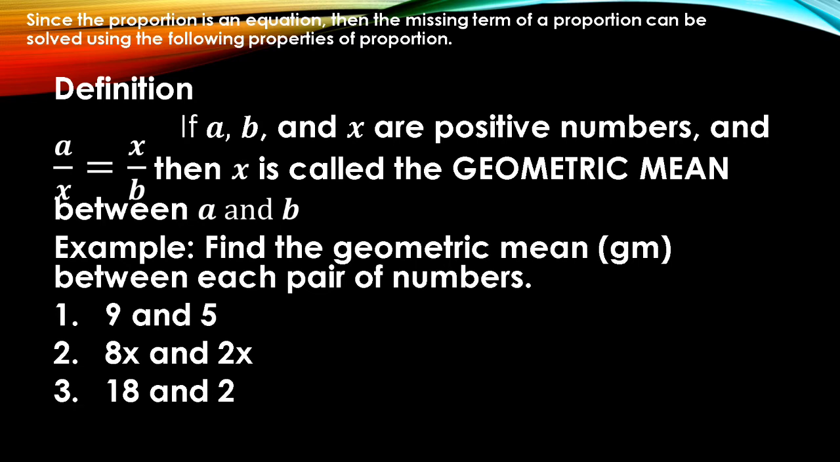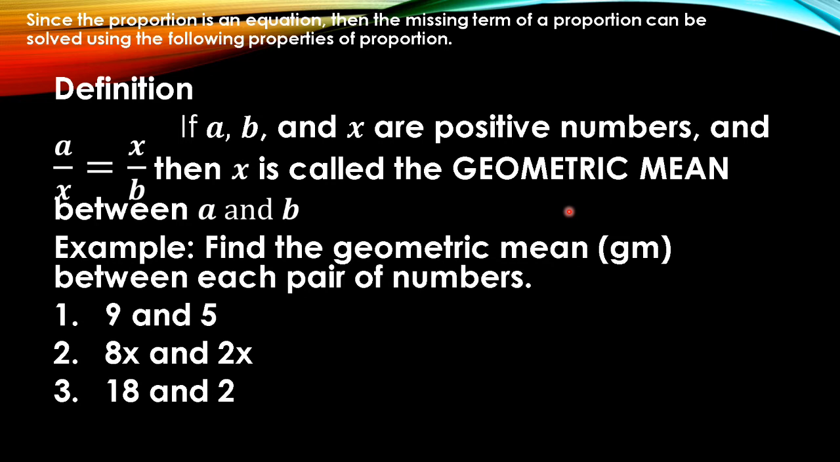So, definition. So, if A, B, and x are positive numbers and A is to x is equal to x is to B, then x is called the geometric mean. So kapag may value tayo ng x, yun yung kukuhanin natin, yung tawag natin sa x na yun ay geometric mean. Or for example, meron tayong dalawa lang na given.